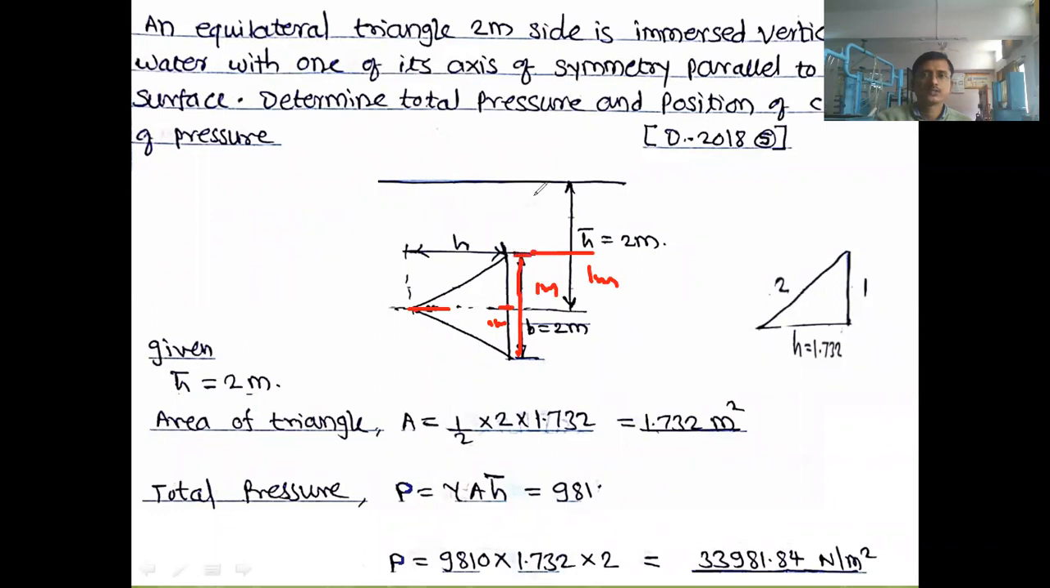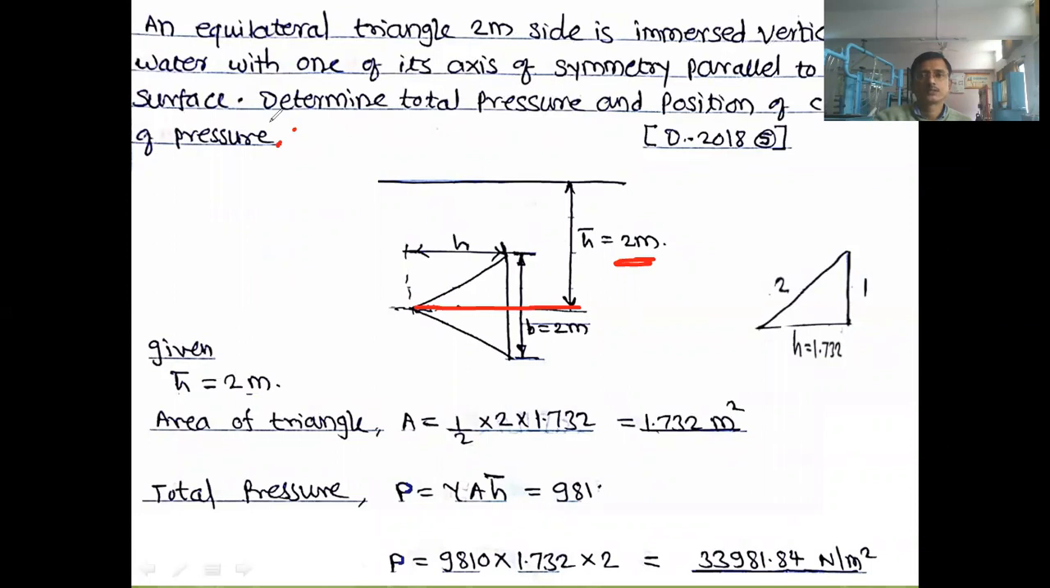So they might have given this distance here as 1 meter, or they might have given the distance of the axis of symmetry from the free liquid surface as 2 meter. Okay, this problem is incomplete. So they might have given us this distance of the axis of symmetry from the free liquid surface as 2 meter. Write down there in the question itself.